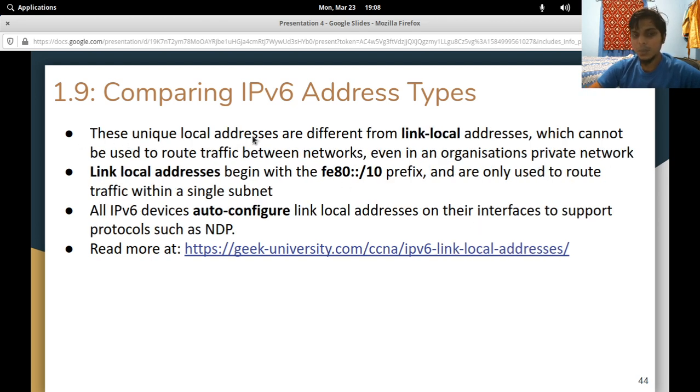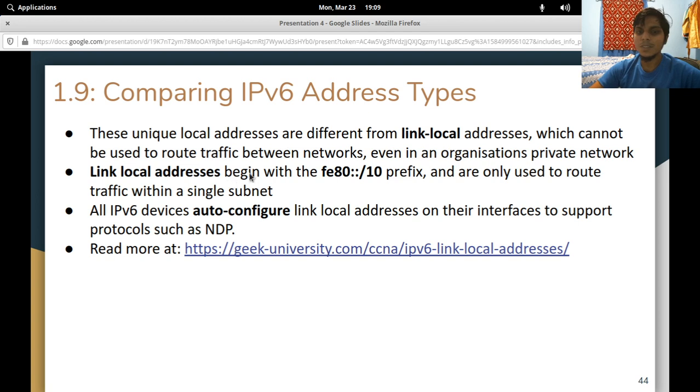Now these unique local addresses are different from link local addresses, which cannot be used to route traffic between networks, even inside of an organization's private network. So we said the unique local were like private IPv4 addresses, where you could talk to each other inside your own network, but not out on the internet. Whereas link local addresses aren't like that. Link local addresses, you can't even use that to route traffic between networks, ever. Not even inside your own private network. It's specific to a link.